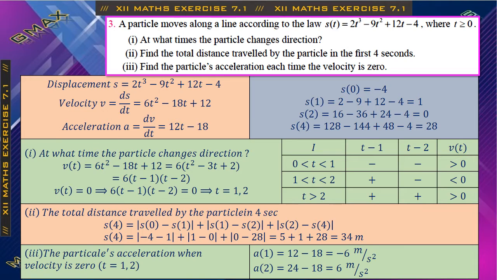Okay, next, the particle's acceleration when velocity is 0. Velocity is 0 when the time is 1 and 2 seconds. So acceleration at 1 second is minus 6 meter per second square, and acceleration at 2 seconds is 6 meter per second square.